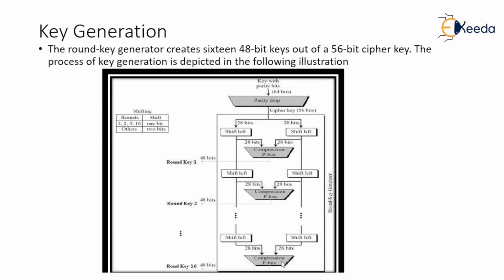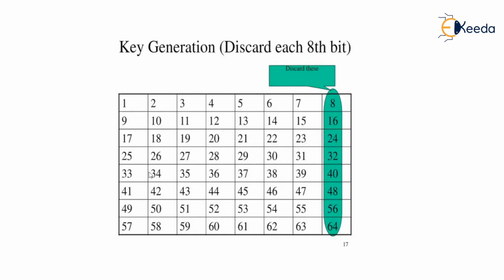Now one point to be noted is that the key generation algorithm discards every 8th bit and hence compresses it. So out of 56, when it comes to 48, it discards a total of 8 bits. Every 8th bit it discards: 8, 16, 24, 32, 40, 48, 56 and 64. It also includes the parity bits and therefore it is of 64-bit size.